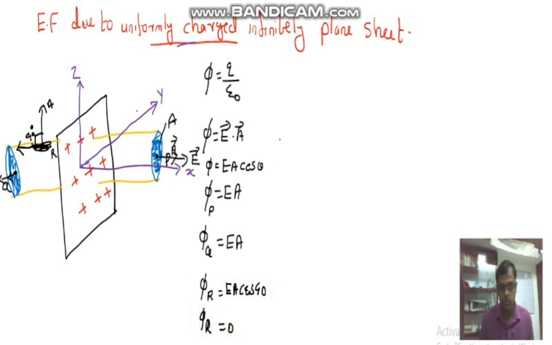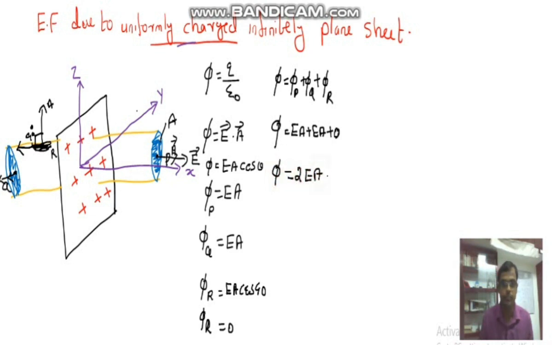Now the question is, what is the total flux? Total flux phi is equal to phi P plus phi Q plus phi R. So total flux is equal to EA plus EA plus 0. If you take any area except P and Q, you will get 0 only. So now phi is equal to 2EA. Call this equation number 2, and the earlier one equation number 1.